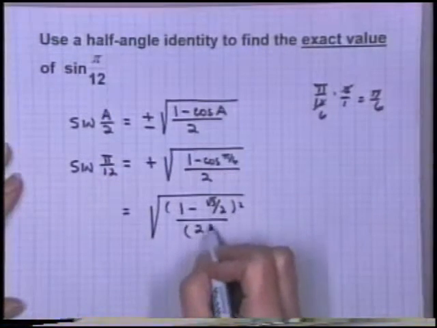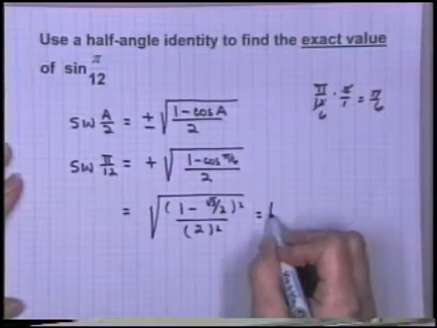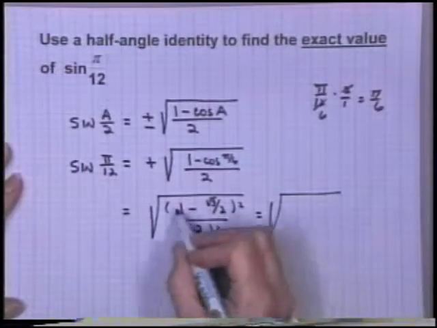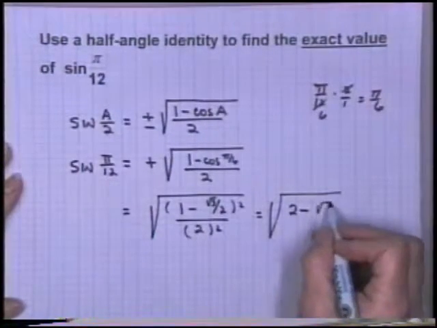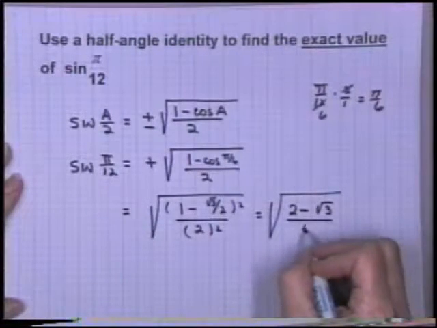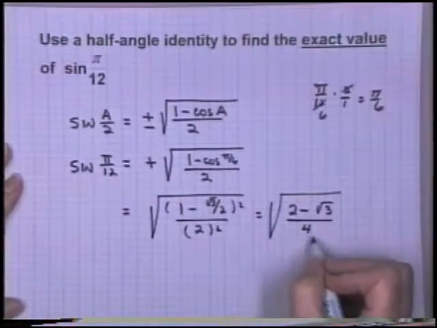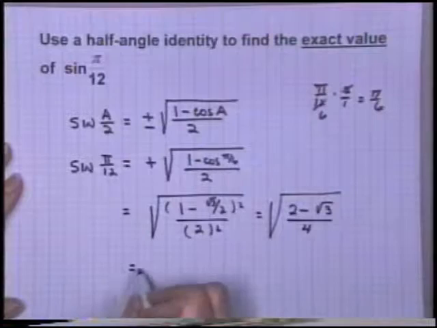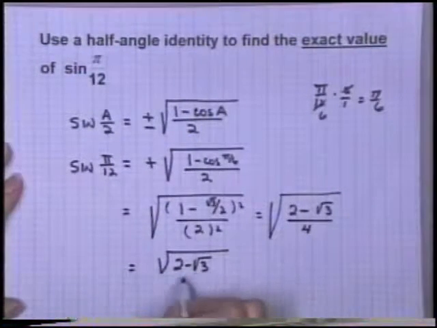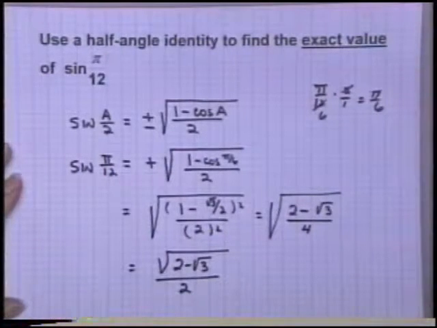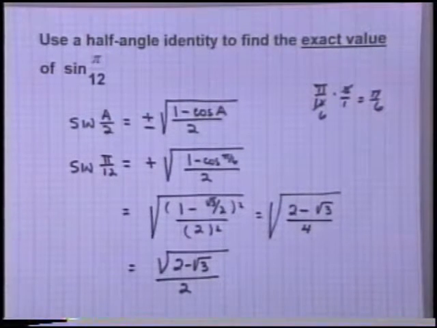Now we'll multiply numerator and denominator down here by 2 to simplify that complex fraction under there. 2 times 1 is 2 minus, our 2's cancel here, square root 3, all divided by 4. And then again, I can take the square root of that 4 down there, can't I? So square root of 2 minus square root of 3 is all divided by 2. And again, we have the exact value of the sine of pi over 12.